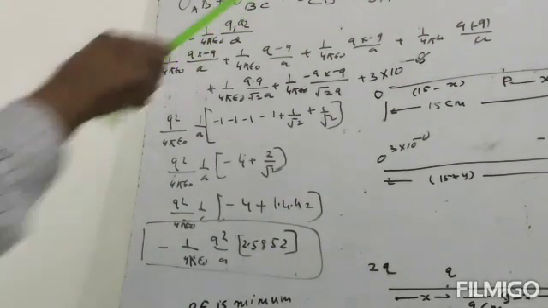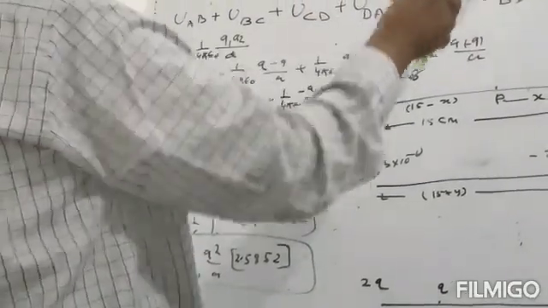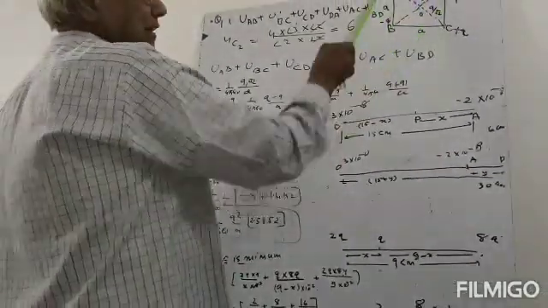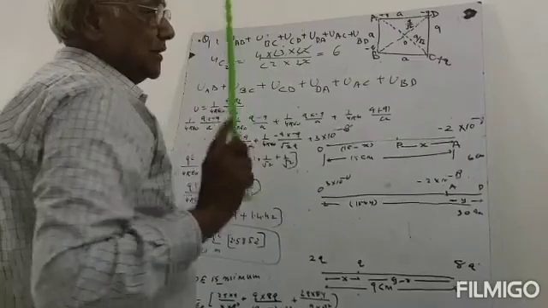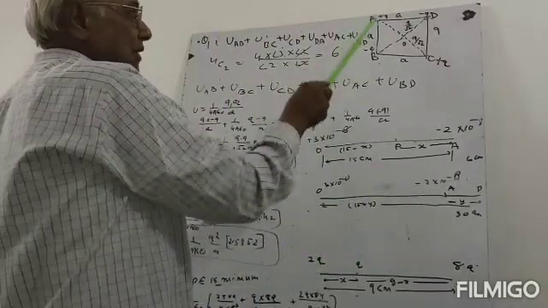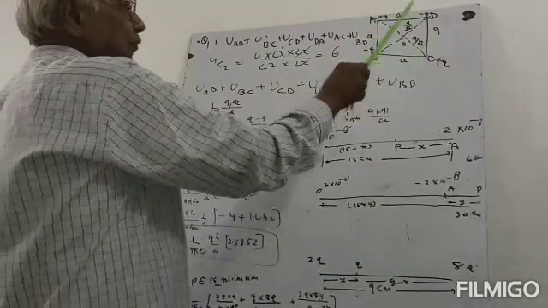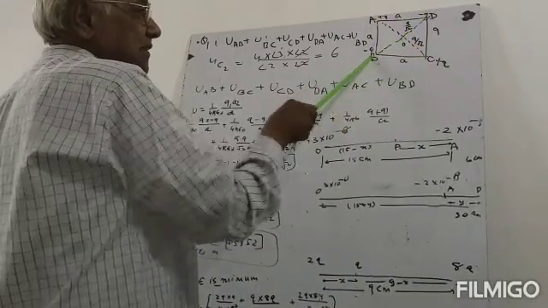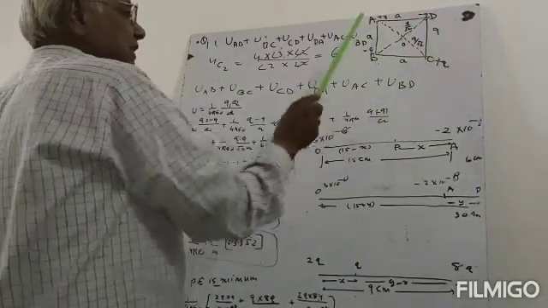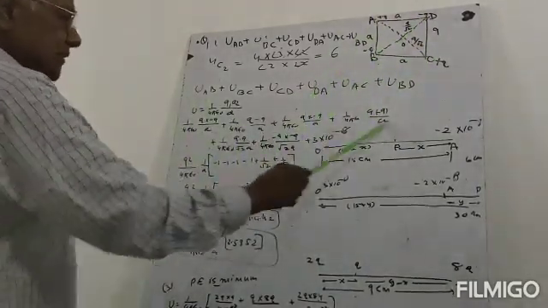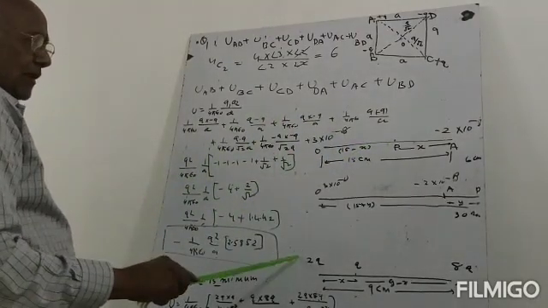We take 4 charges, 1 charge, 2 charges, 3 charges, 4 charges are there. They are at the corners. So there will be 6 terms. One term will be this, second term this, third, fourth, fifth is this, and sixth is this. So in this way we have the 6 terms. We have taken the 6 terms and we find the total.